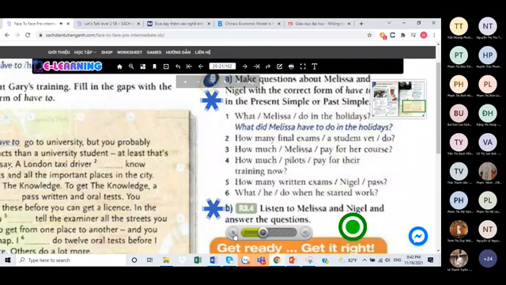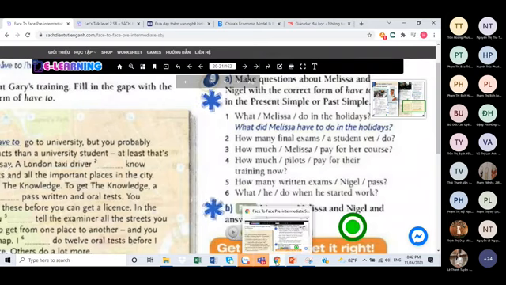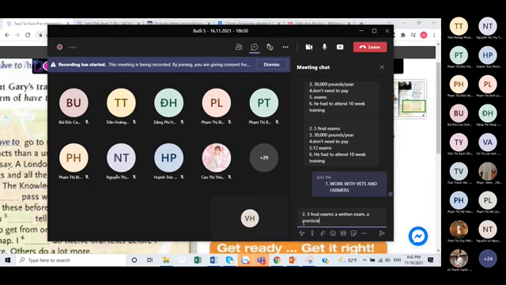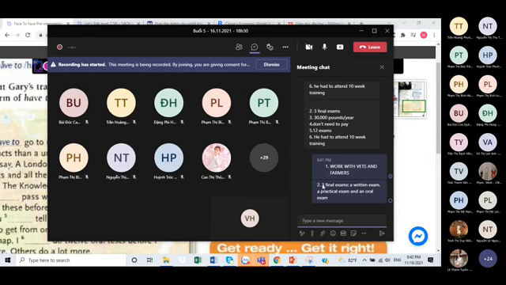So how many final exams? Three. What are they? Written exam. Practical exam, kỳ thi thực hành, practical exam. And an oral exam. So she has to do 3 final exams. A student vet has to do 3 final exams, right.